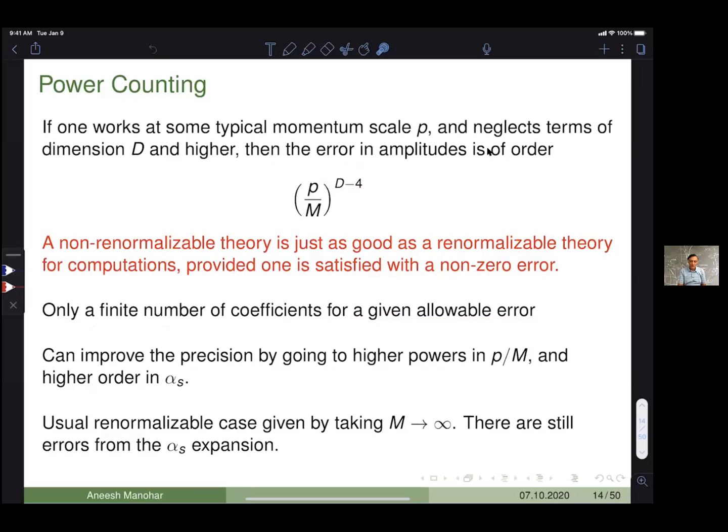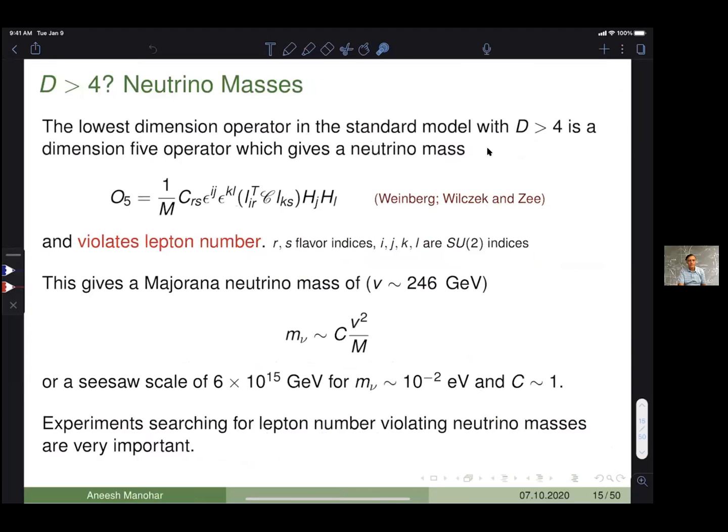To do that, you have to go to higher dimension in this power counting expansion in P over M, but you also have to go to higher order in just regular perturbation theory in alpha S and so on. The usual renormalizable case is sort of the limit of this, where you take M goes to infinity, but you still have the alpha S and other expansions that we're doing. So at this point, a non-renormalizable theory you can just use as you would a renormalizable theory. There's really no difference at this point.